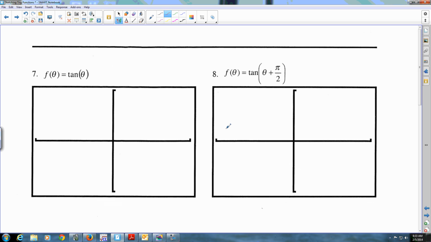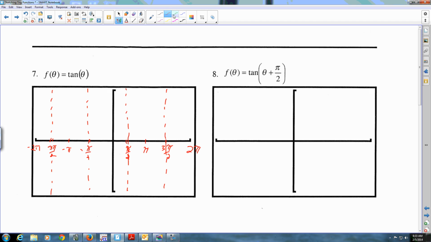Switching to tangent. The normal tangent graph, I'm going to mark out just like we've been doing on the other ones. And negative 2 pi. For the parent tangent graph, you're going to have a vertical asymptote at pi over 2 and 3 pi over 2, negative pi over 2 and negative 3 pi over 2.